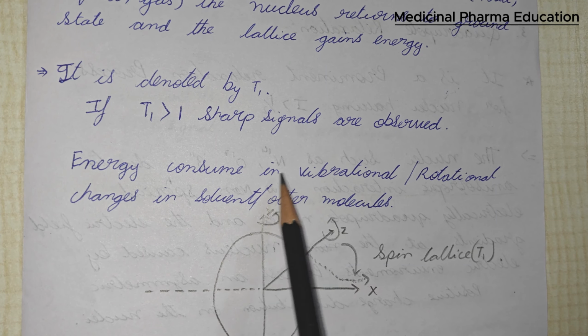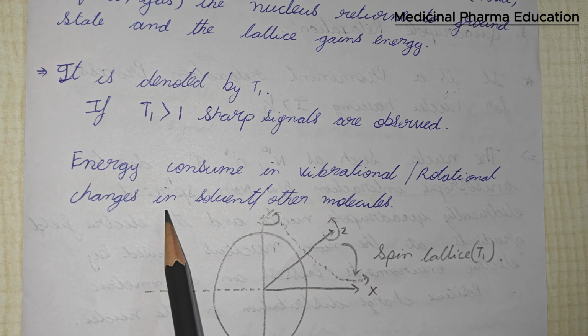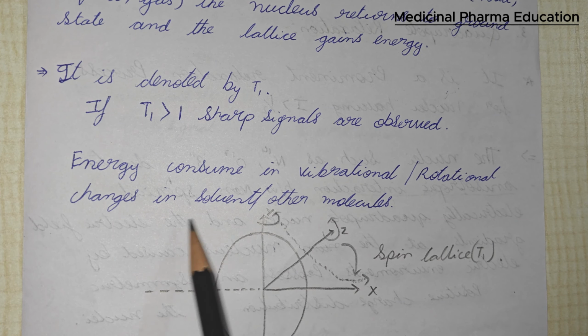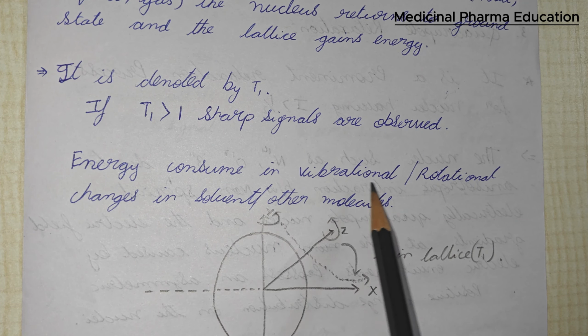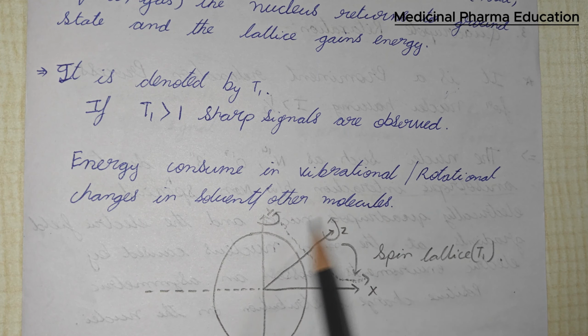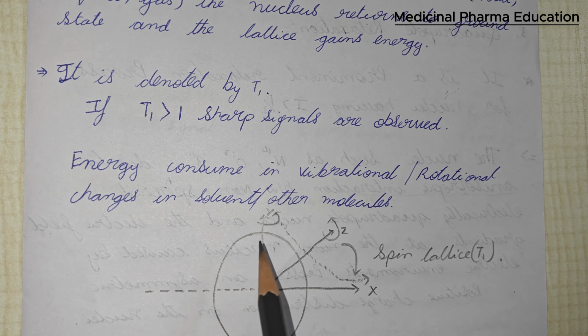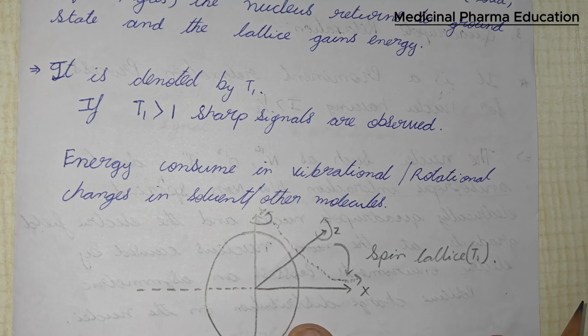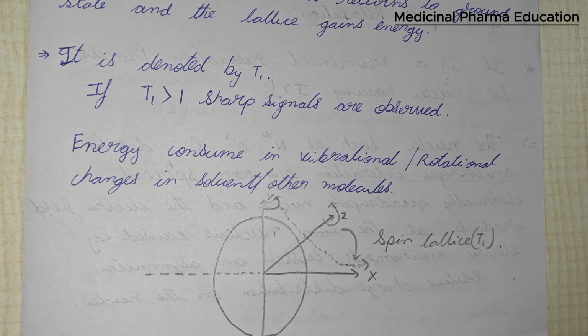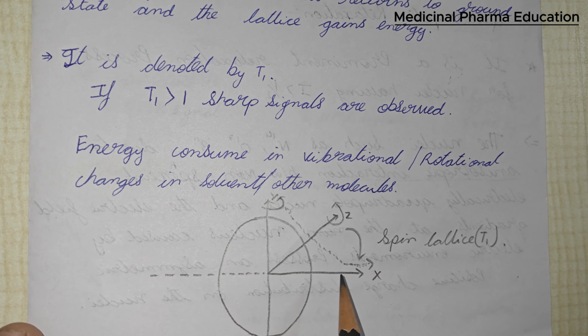Energy is consumed in vibrational and rotational changes in solvents and other molecules. As the solvent changes, the energy and the vibrational and rotational changes also change. This is the diagram you have to draw for a spin lattice relaxation.